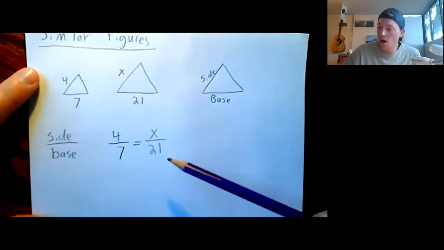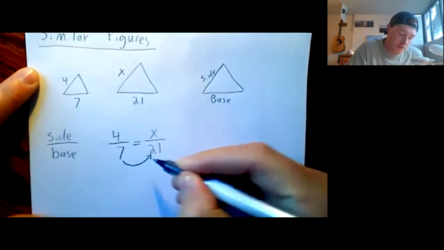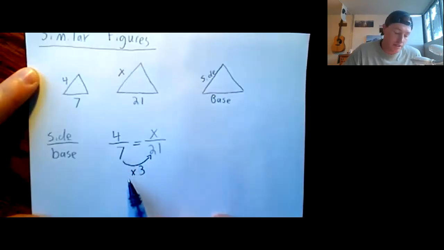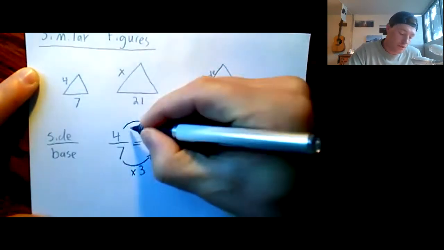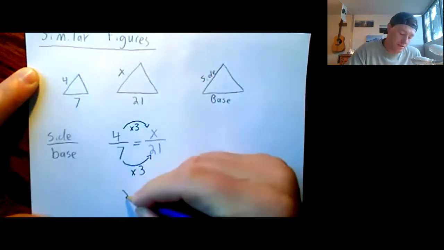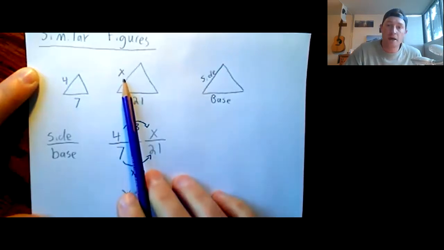So after we have our proportion set up, we'll look for the ratio, the relationship. Is there a relationship between 7 and 21? Yes, there is. I'm going to multiply by 3. There's my magic number. 7 times 3 is 21. We're going to apply that same method up here. 4 times 3 is going to give us x, and x is going to be 12. So there's our missing side right up here.